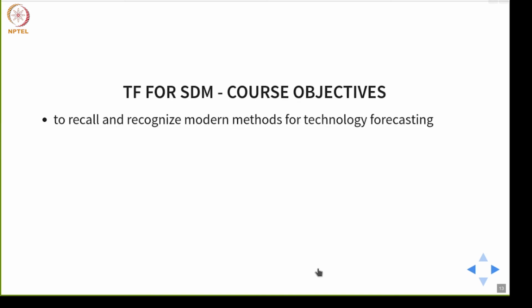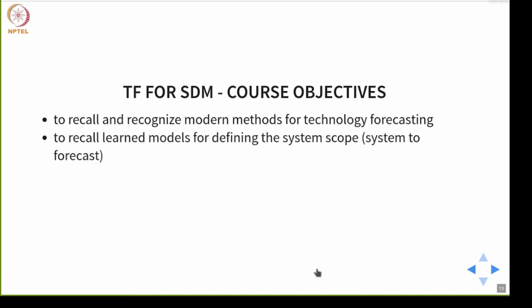The course objective we have set for learners is that they should be able to recall and recognize the modern methods that are required for technology forecasting. There could be many methods that we describe during this course. They should be able to recognize or even recall a few that they could use from their experience in the course. That's one of the objectives that we want to achieve.